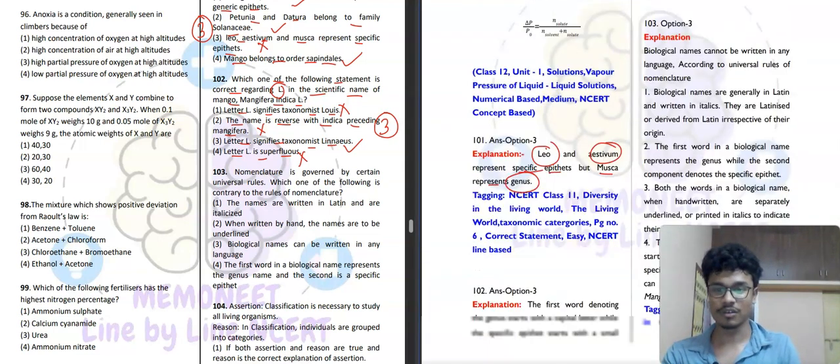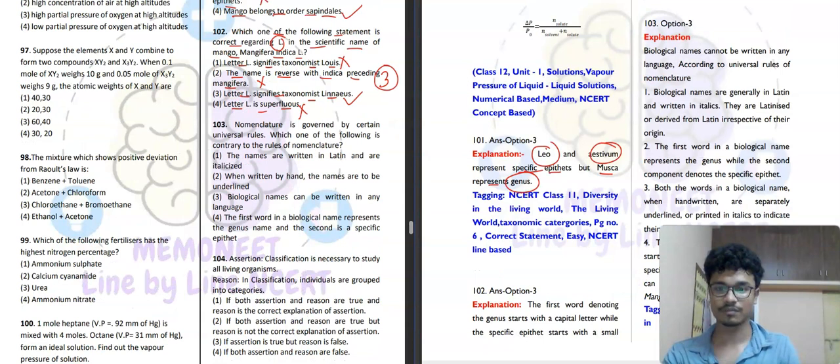Okay, now moving to question number 103. Here it is saying that nomenclature is governed by certain universal rules. Which one of the following is contrary to the rules of nomenclature? That means which one is not followed in nomenclature rules, contrary. Now it is saying that the names are written in Latin and are italicized. So it is absolutely correct.